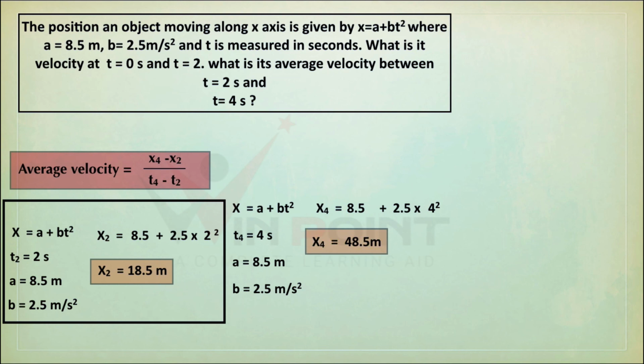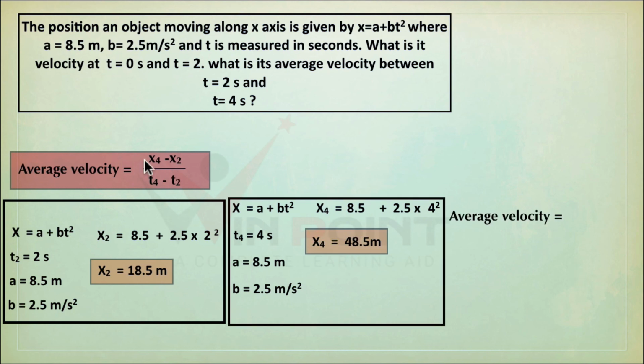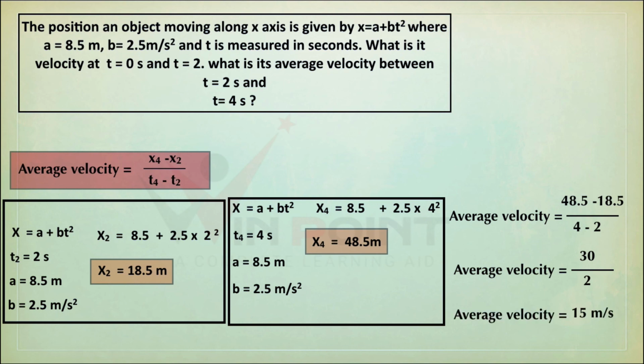Now we got the value of x4, we got the value of x2, and we have the values of t4 and t2. Now we can find the average velocity, right? The equation is x4 minus x2 by t4 minus t2. What is the value of x4? 48.5 minus x2, which is 18.5, divided by t4, which is 4 second, minus t2, which is 2 second. When we are solving it, 48.5 minus 18.5 divided by 4 minus 2 is equal to 30 by 2, equal to 15 meter per second. So here the average velocity is 15 meter per second. So we have solved both problems.